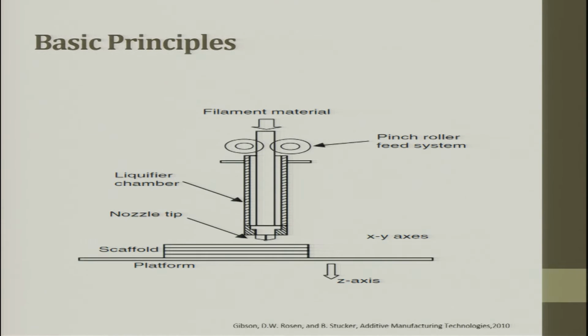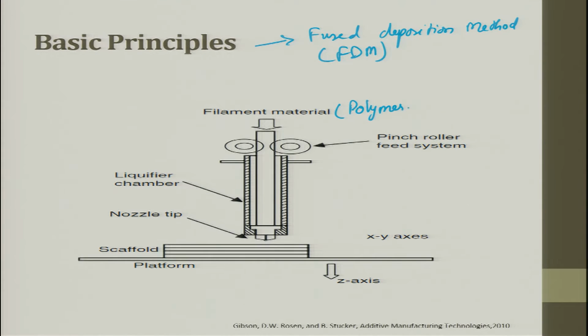So this is a basic principle for FDM process, fused deposition method, FDM process. So here we try to take a filament wire which is polymer. Generally what we use is ABS. ABS, nylon can be used.